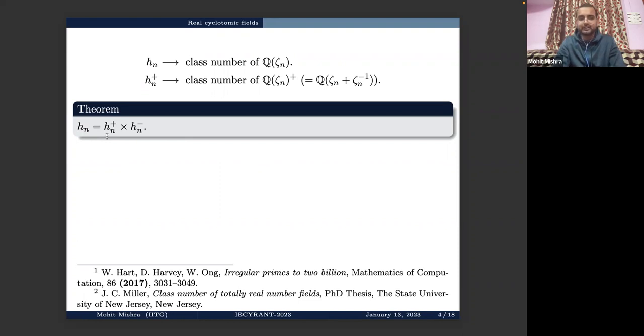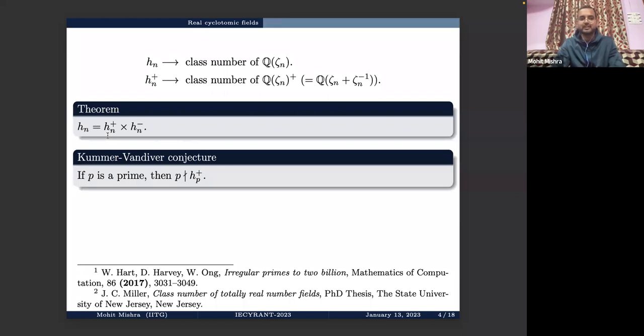So related to this quantity h_n^+, we have the famous Kummer-Vandiver conjecture, which says that p never divides the class number h_p^+. This h_p^+ is the class number of Q(zeta_p)^+.